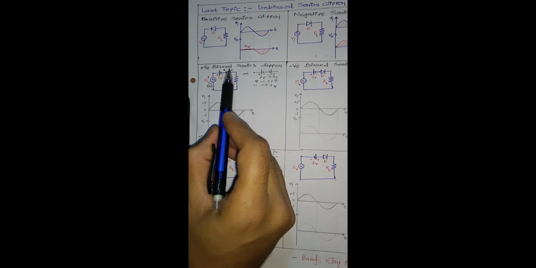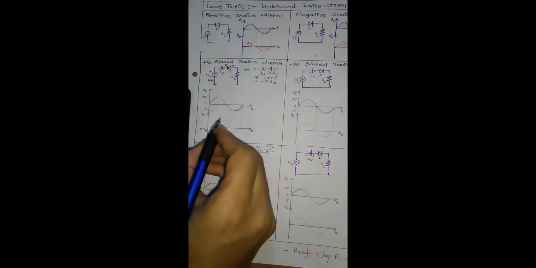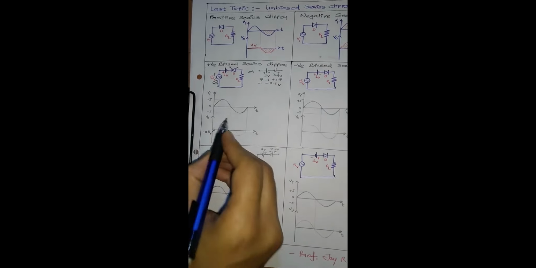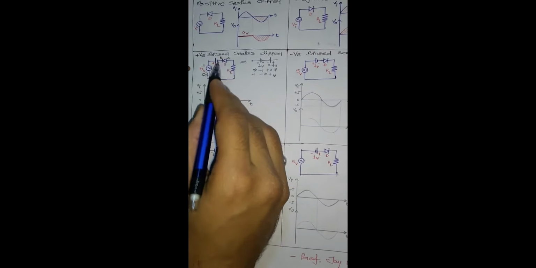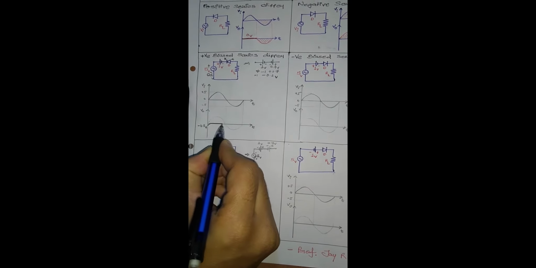In this case, in series configuration, D is off, so the circuit will be open. So output is equal to 0. Up to 0.4, the output of minus 0.3 will be there, and this will reach 0 as the input reaches 0.4. After 0.4, D is off. D off means an open circuit, so the output is 0.